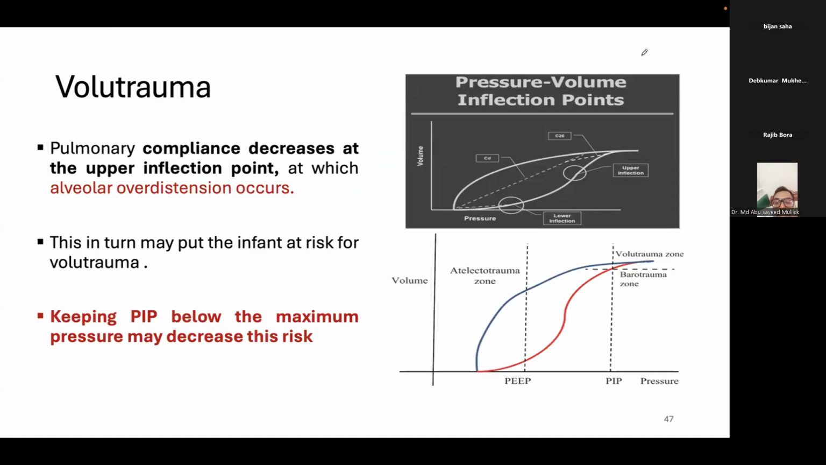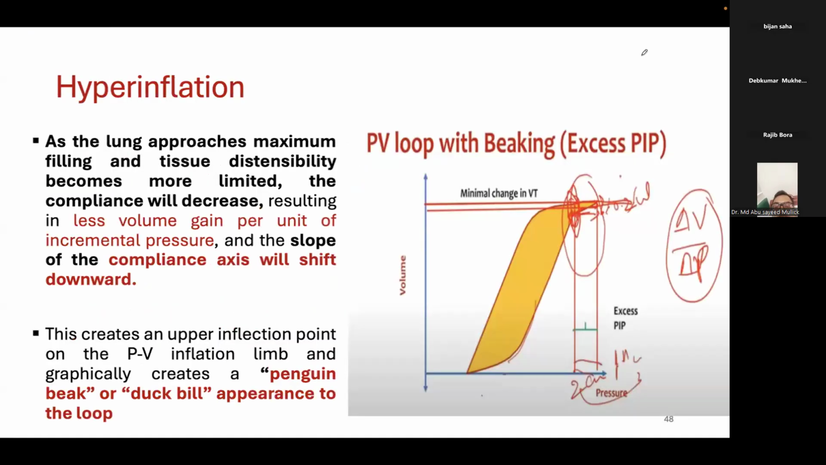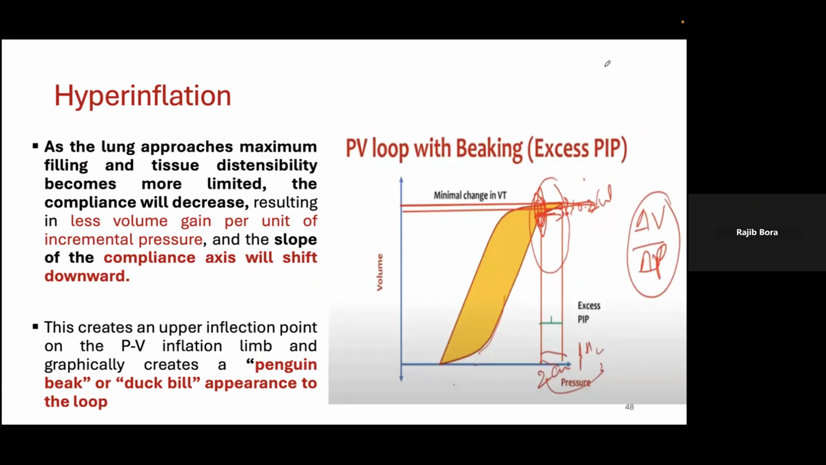Third important thing in this curve is your hyperinflation. Hyperinflation, C20 by C, these are all very common terminologies that are used, and we need to be clear regarding these things. So the basic thing is that once this lower inflection point is reached, if we give a little amount of pressure, the volume will increase significantly.